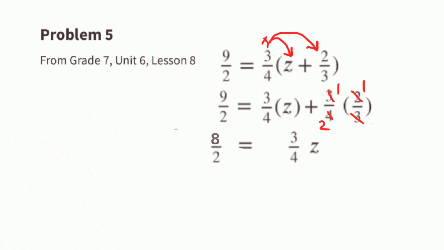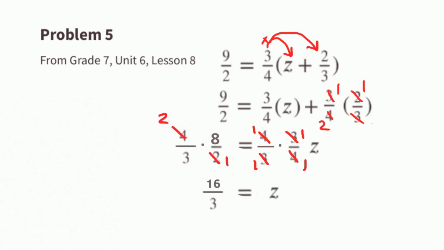To make that 1z, we need to multiply both sides by the reciprocal of 3/4, which is 4/3. When you multiply a number by its reciprocal, the answer is always 1. So here on the right-hand side, we end up with 1z, or z, and on the left-hand side, we end up with 16/3. So z equals 16/3.